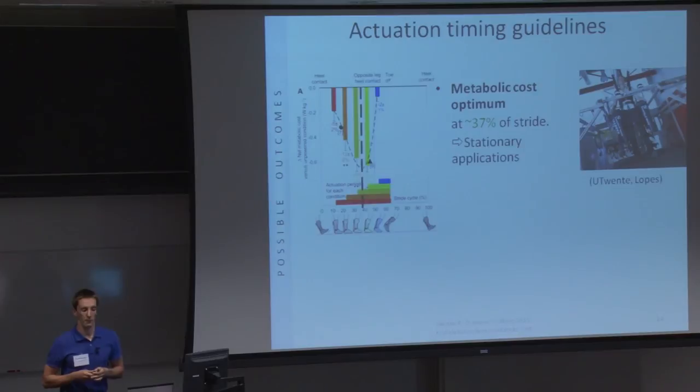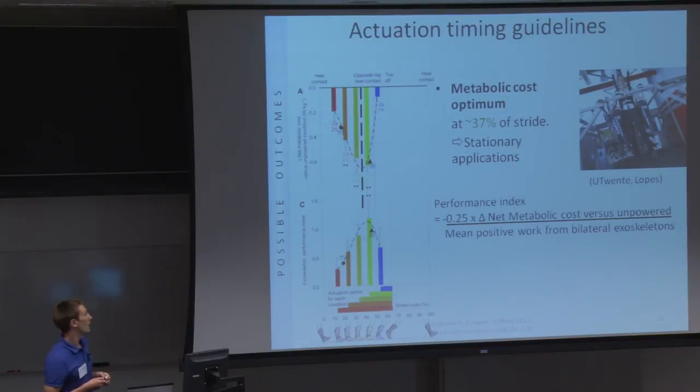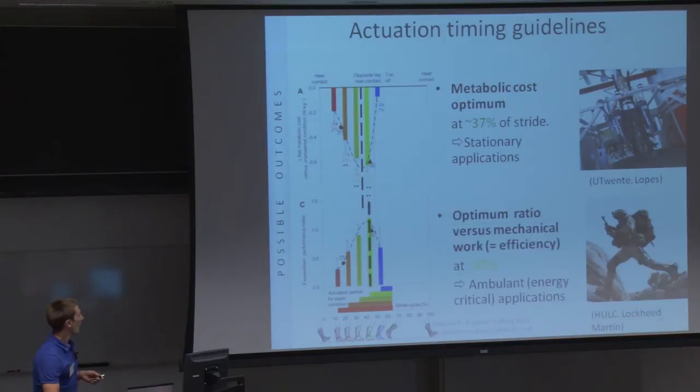Now, some of you probably have been wondering about the fact that the total actuation duration is not equal in the different conditions. So in order to take this into account, we calculated the performance index proposed by Sawicki, which is a ratio versus mechanical work in the different conditions. And when we do a curve fit through this one, the optimum is a little bit later, more or less at 45% of the stride cycle. This timing could be useful for ambulant exoskeletons where efficient use of available energy is, of course, critical.